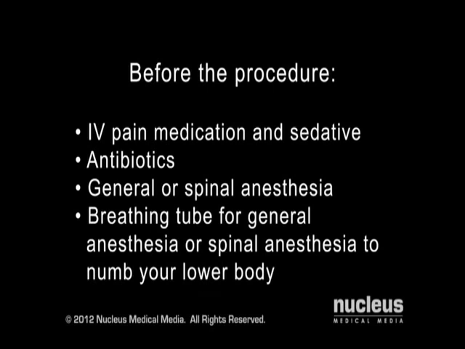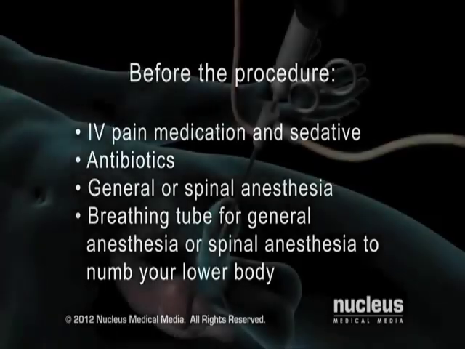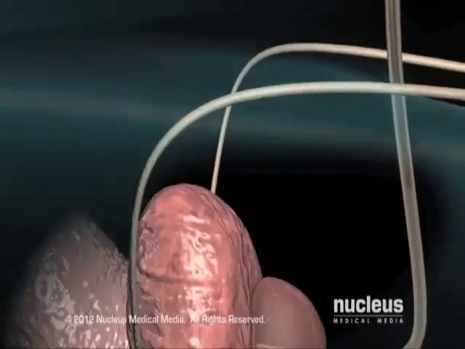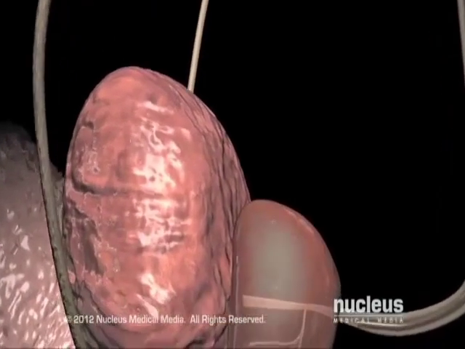If you receive spinal anesthesia, you will remain conscious and the lower half of your body will be numb during the operation. You'll be given sedation to help you relax. An uncomplicated TURP usually takes about an hour to perform. Your surgeon will begin by slipping a small lighted instrument called a cystoscope through the opening of your penis.